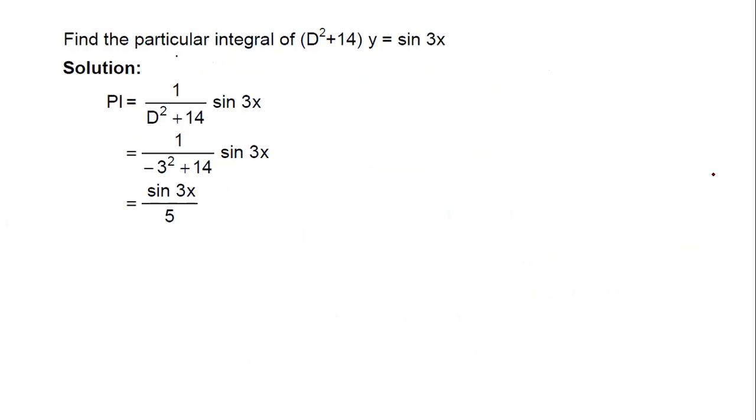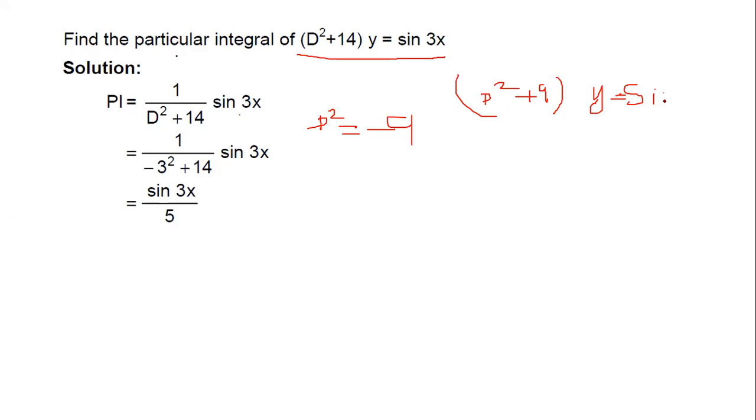See the first problem, d square plus 14 y equal to sine 3x. What is the particular integral for this? 1 by d square plus 14 of sine 3x. So m equal to 3 here, d square is minus 9. You have to substitute d square equal to minus 9. Sir, minus 9 or minus 3? No, d square equal to minus 9 only.